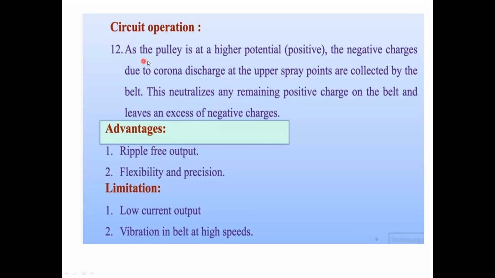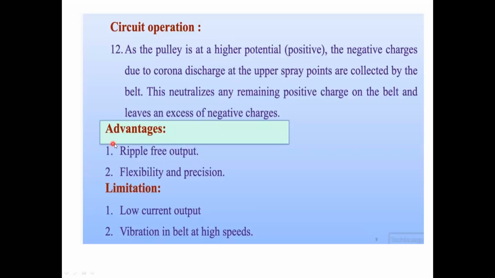As the pulley is at a higher positive potential, the negative charges due to corona discharge at the upper spray points are collected by the belt. This neutralizes any remaining positive charges on the belt and leaves an excess of negative charges. This is about the circuit operation of the Van de Graaff generator.